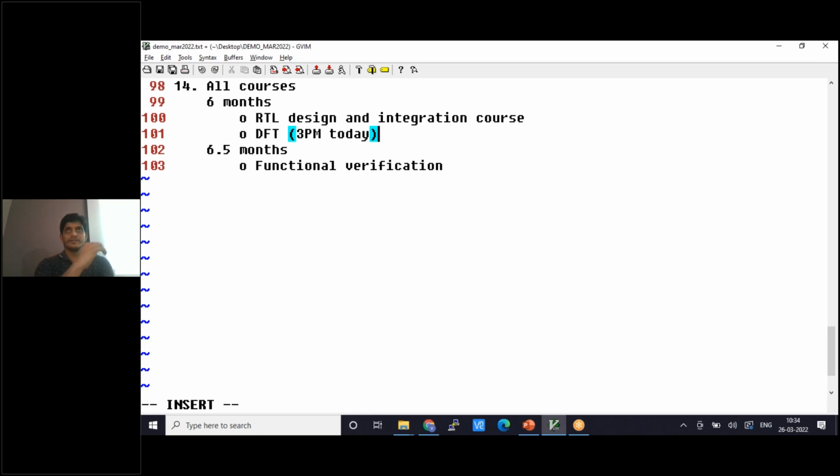Even whatever I'm teaching should be helpful for you to understand. Even though you're looking for DFT, it should give you a basic idea about what is front end, what is back end. So the dedicated DFT demo session will be at 3 p.m. today. Okay.